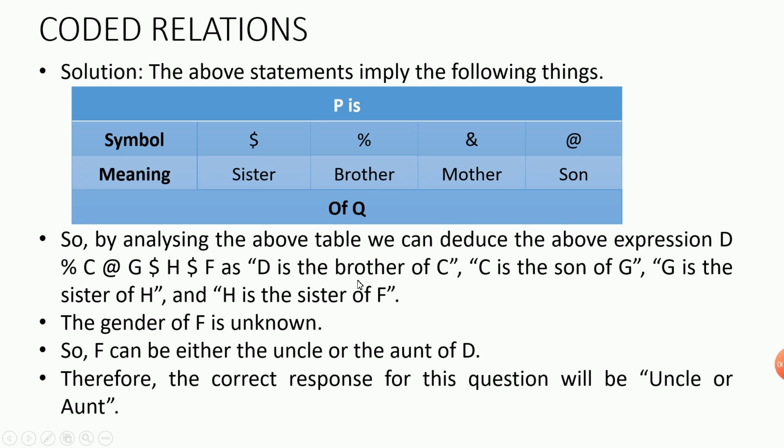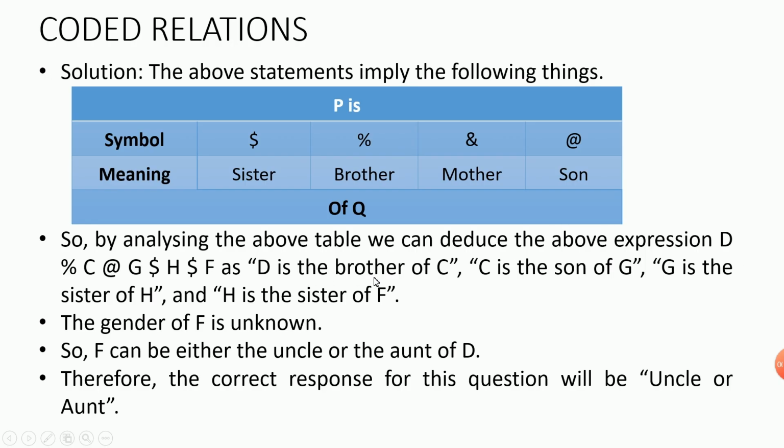The expression given is D percentage C. So D is the brother of C. Then C at G. At means son, so C is the son of G. That means both C and D would be children of G. Then G $ H, G is the sister of H. Again H is the sister of F. So G could also be F. These three, G, H and F, are sisters, so they are siblings. That means D is the nephew.